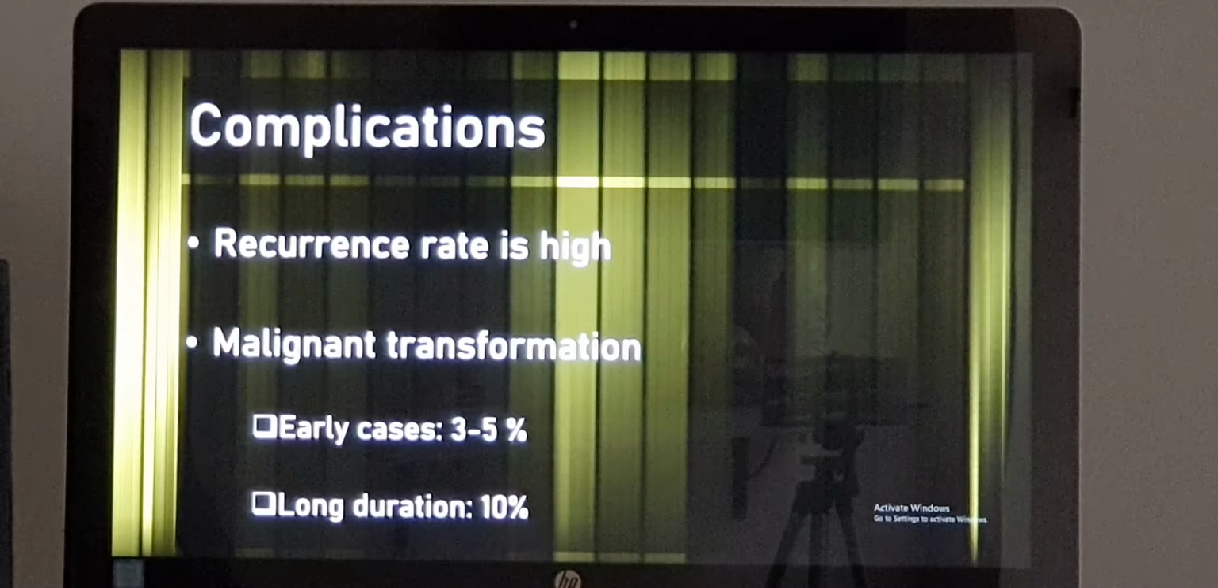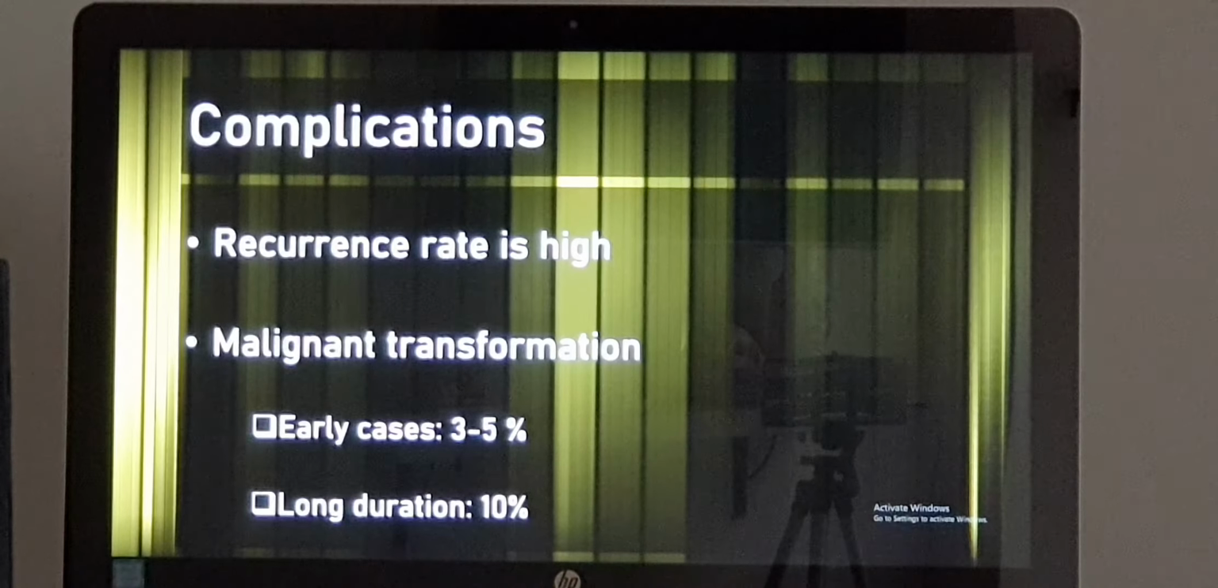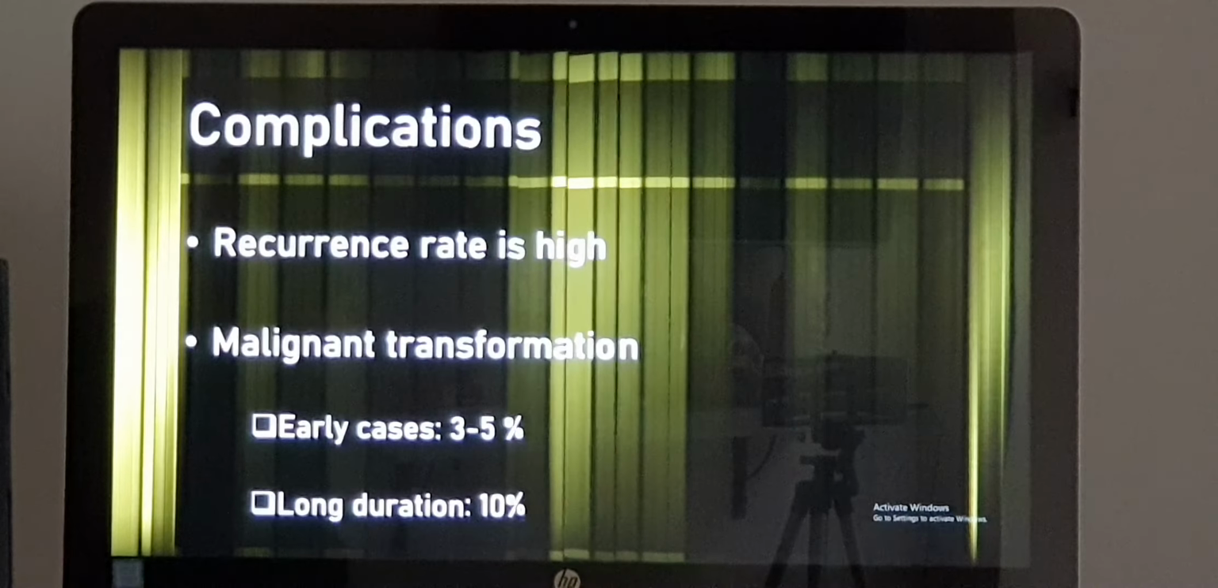Now, suppose we leave this condition without treatment. We know it is benign and not going to do any harm immediately. Can we leave it like that? It is better that you get the treatment, which means better to do surgery. Why? Because there is a possibility that the swelling can turn malignant. In early cases, the chance is 3 to 5%, and if you leave it for about 10 or 15 years, the chance of it turning malignant will be up to 10%. Not only that, even when you do surgery, there is a possibility of recurrence. These are the complications if you just leave it without giving attention to it.